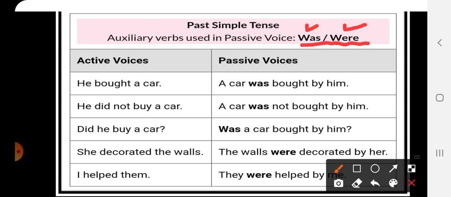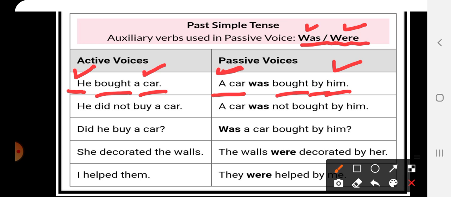First example is he bought a car. He is the subject, bought is the verb, a car is the object. First rule, interchange of subject and object. A car, that was the object here, has become the subject in passive voice. Then he, that was the subject here, has become the object in passive voice. Then the use of the word by, and then the third form of the verb. By, bought. So the third form of the verb by is bought only. And then in the end, the use of auxiliary verb, because here our subject is singular, so we will use the verb was.